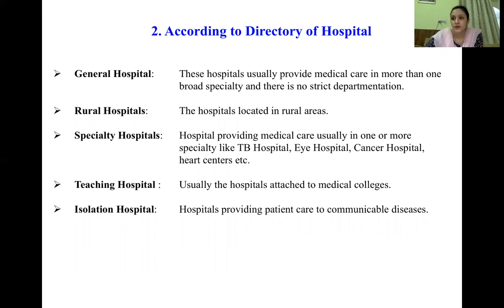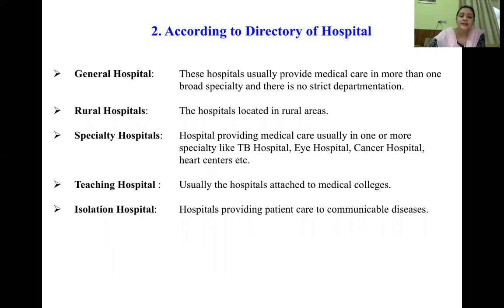Next are the rural hospitals. They are the hospitals which are located in the rural areas. Third are the specialty hospitals. What are specialty hospitals? As the name suggests, they provide medical care usually in one or more specialties. It may be for a particular condition, like orthopedic hospital, maternity hospital, pediatric hospital, cancer hospital, eye hospital, etc.